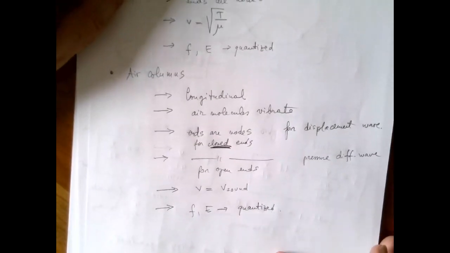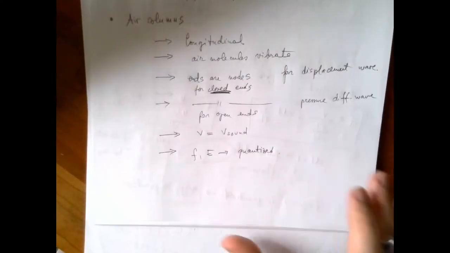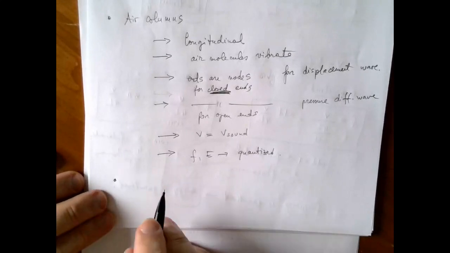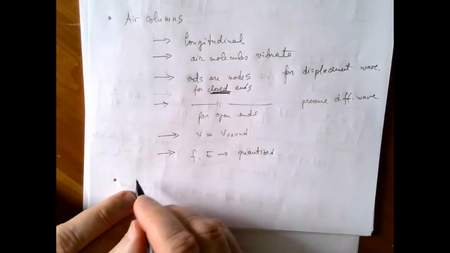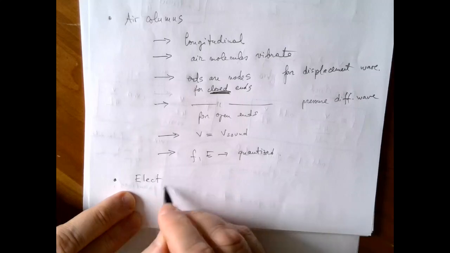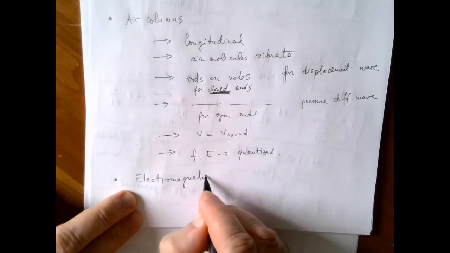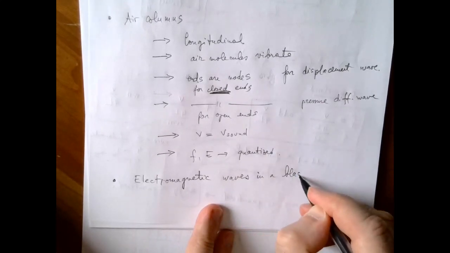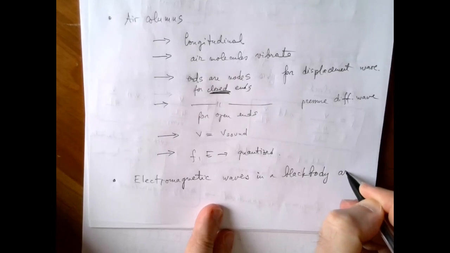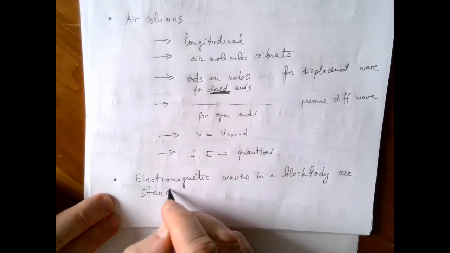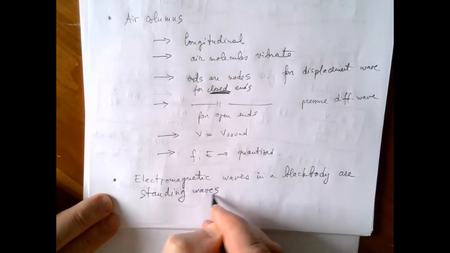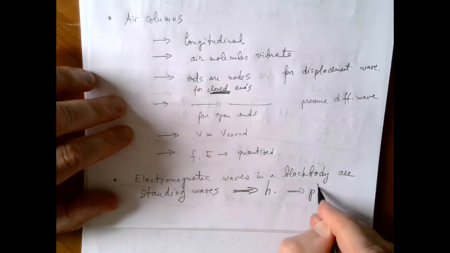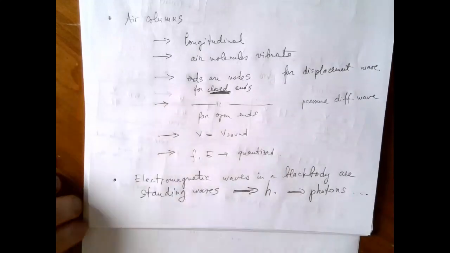The standing waves have very important consequences in modern physics. They have two major applications. One is the electromagnetic waves. Waves in a black body are standing waves, and this led to Planck's constant and then to photons, and the rest is history.